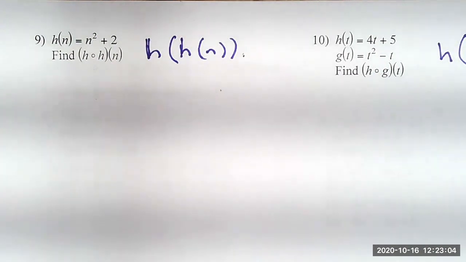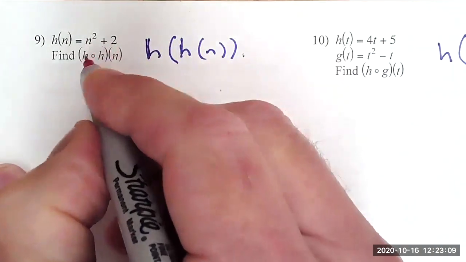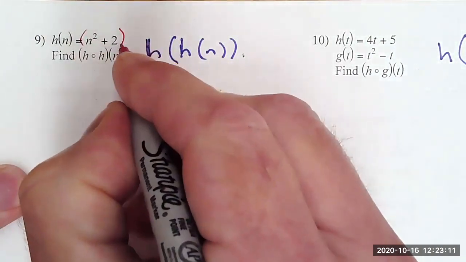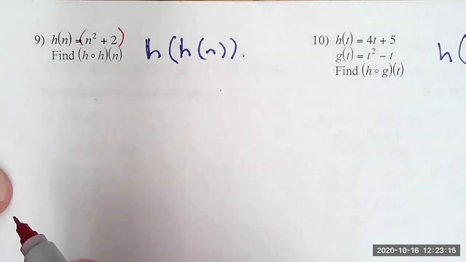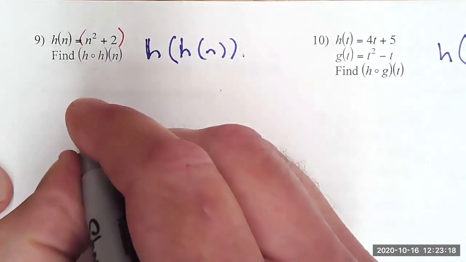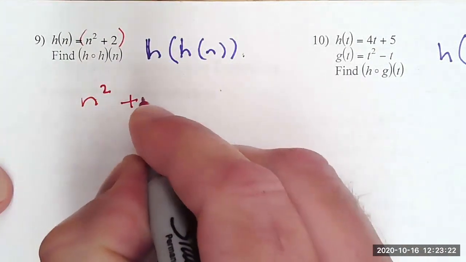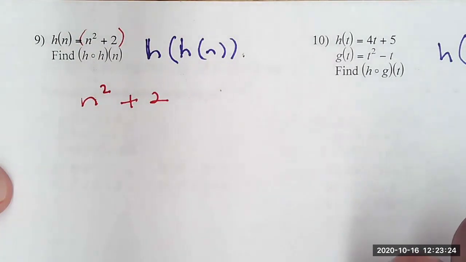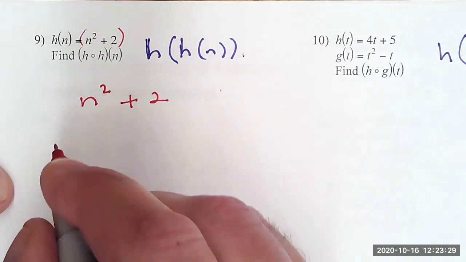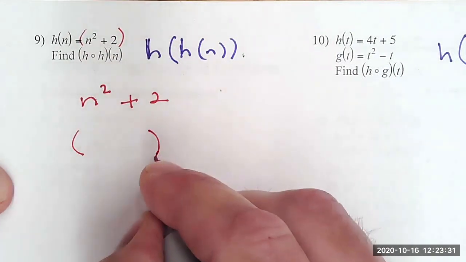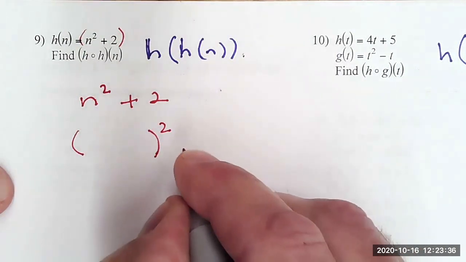So this is a function of the same function, back to 9. How you rewrite it is you simply take h of n and input it into itself, wherever n is. So I have n squared plus 2. That is going to be input into wherever n is. So I'm going to leave my space for where n is, n squared, and I'm going to add 2.